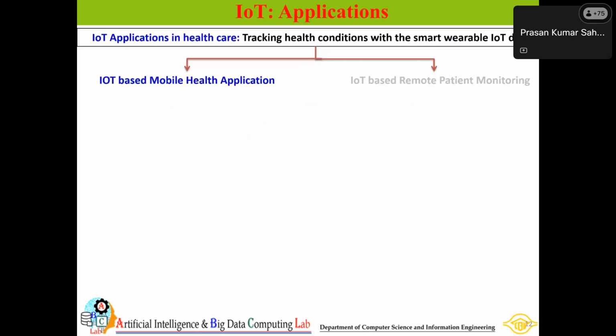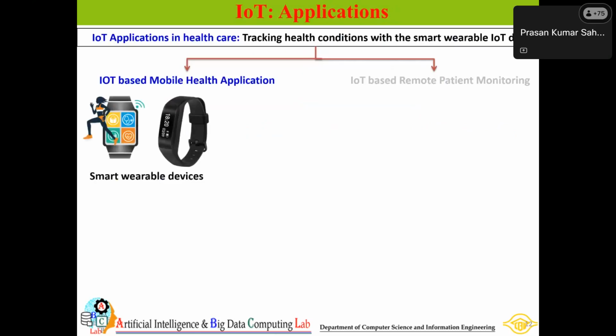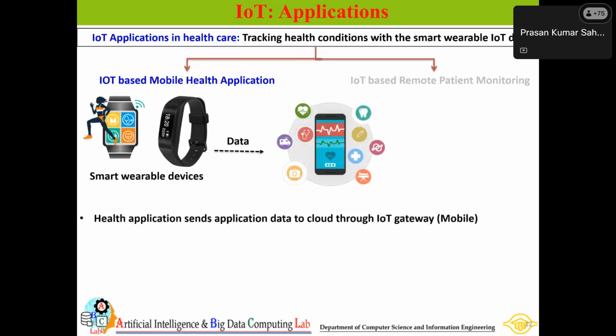So in IoT based mobile health application, you can see here nowadays people use several wearable devices, a ring, smartwatch, also a smart pendant, the locket, and they collect data, and those data can be sent to the handheld device such as a cell phone, maybe using Bluetooth or NFC, and then the health application sends application data to the cloud through an IoT gateway. That could also be a mobile device.